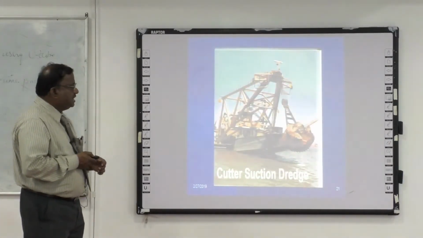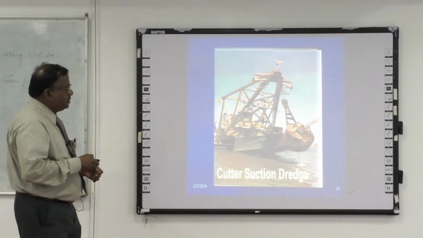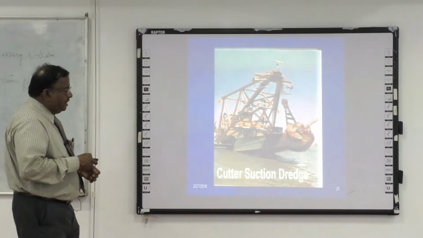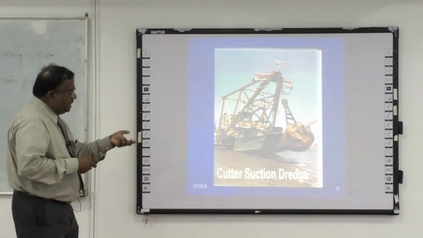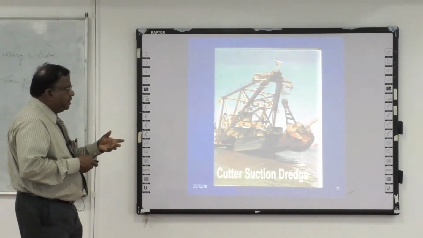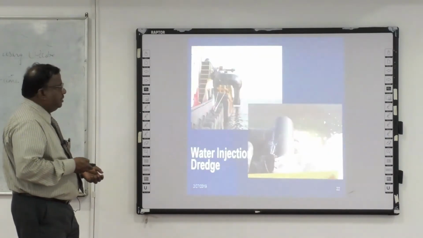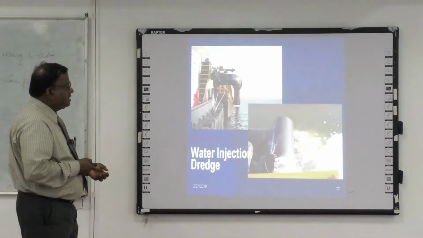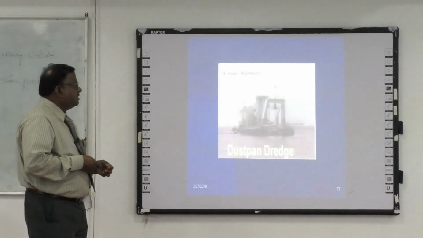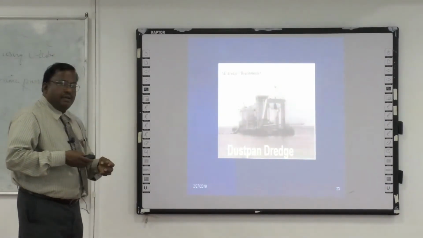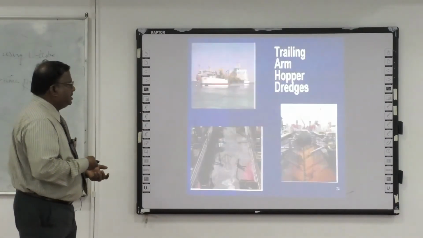So cutter suction dredgers, here we can see the dredger will have a cutter section which has a lot of tools, very sharp equipment. When it is ground on the seabed, in the rocky bed, the rocks get crushed. Then parallelly it can be removed. So that is a cutter suction dredger. This is a water injection dredger. Then dust pan dredgers: where there is water with colloidal soil mass, it can be removed using the dust pan dredgers.